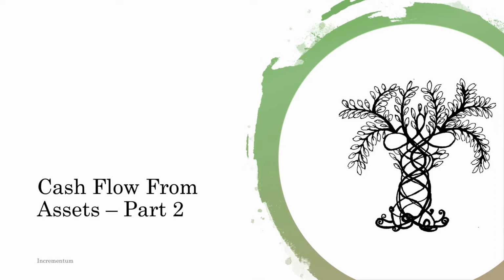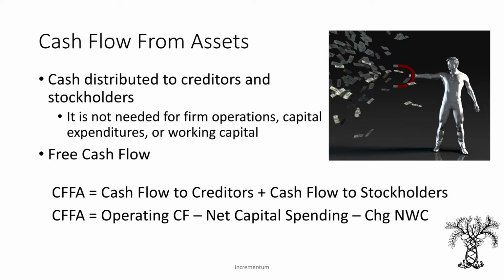This lesson is part 2 of our cash flow from assets discussion. We've already said in the previous video that cash flow from assets is cash that's distributed to creditors and stockholders because we don't need it for firm operations, capital expenditures, or working capital. We also said that it can sometimes be called free cash flow. And in the previous video, we calculated it as cash flow to creditors plus cash flow to stockholders.